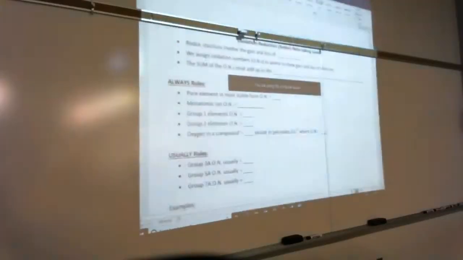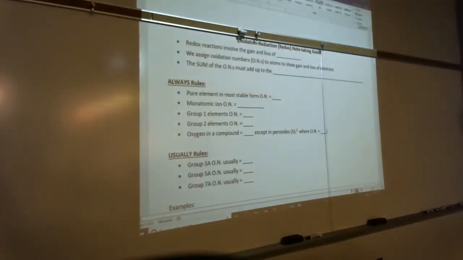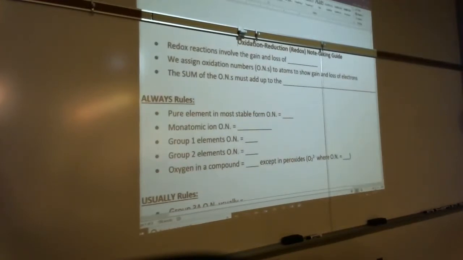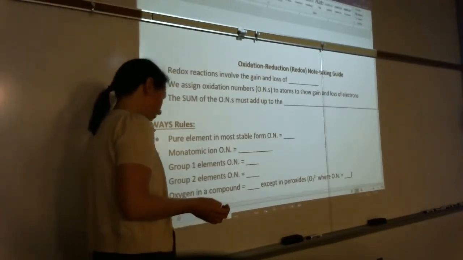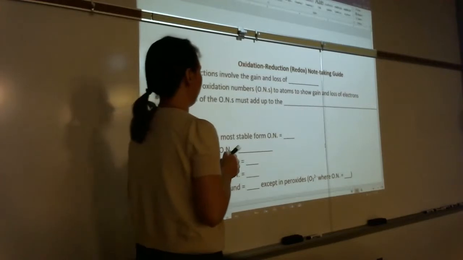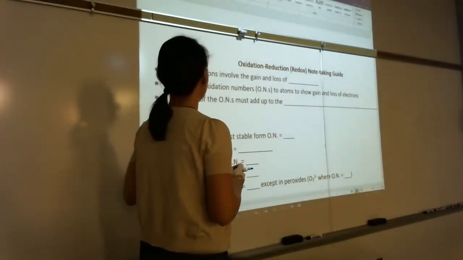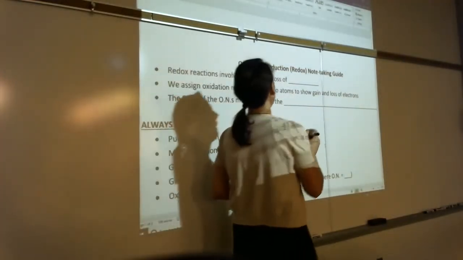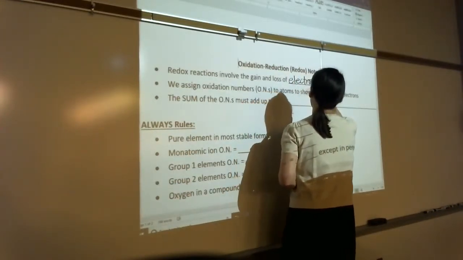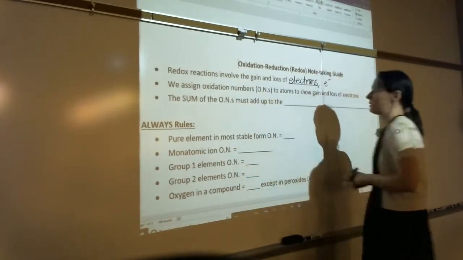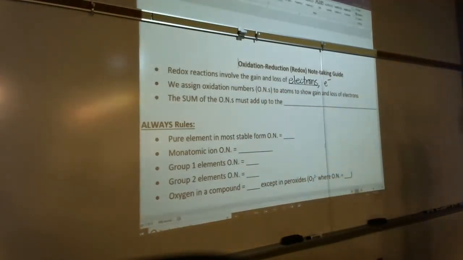Okay, so today we are talking about oxidation reduction, and I've prepared a note-taking guide on it. We call it redox for short, but it's called oxidation reduction. That's a long thing to write out, so that's why we just call it redox for short. A redox reaction involves the gain and loss of electrons, which again, reminder, we represent as e minus, right? And we assign oxidation numbers to atoms to show this gain and loss of electrons.